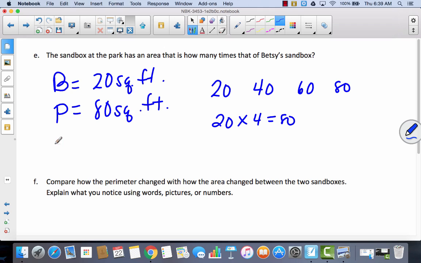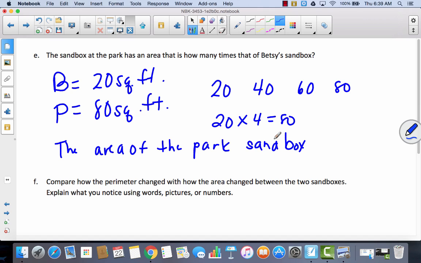So that means that the area of the park sandbox is 4 times larger than Betsy's. Excuse my handwriting, it doesn't look so good today.